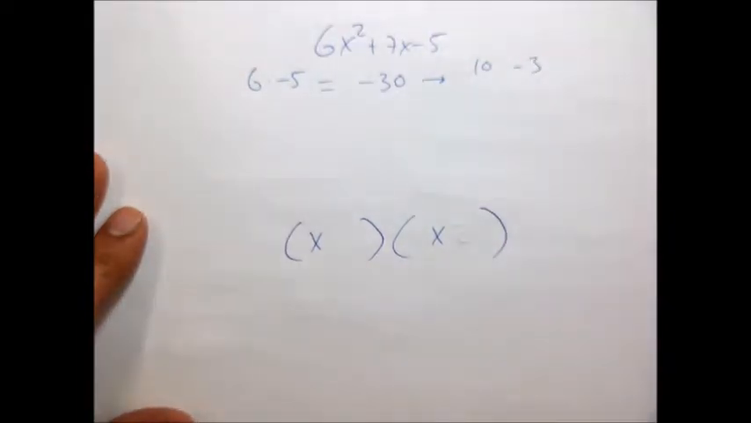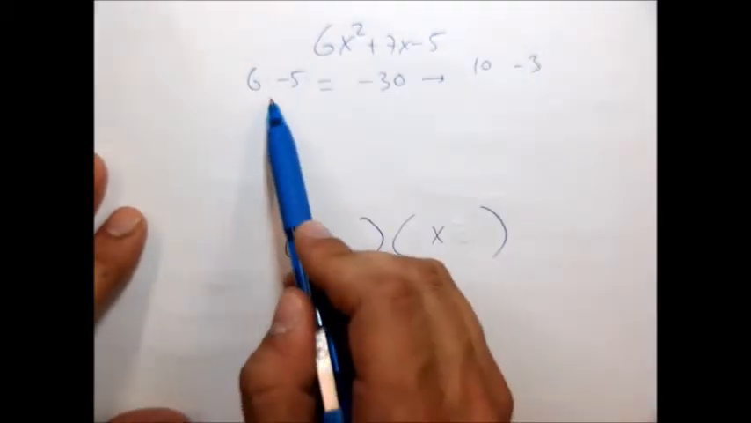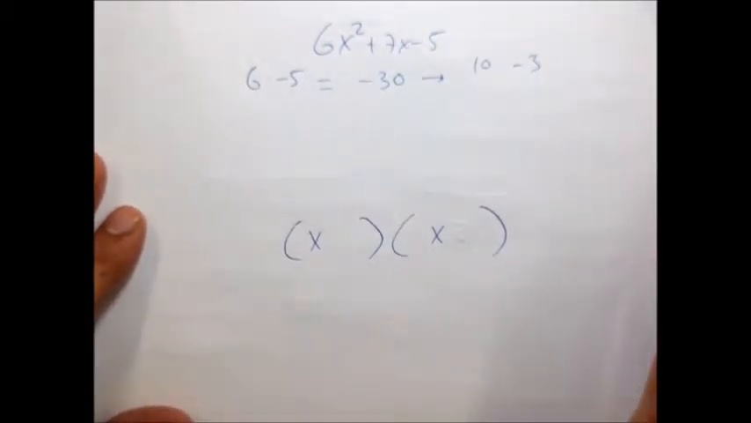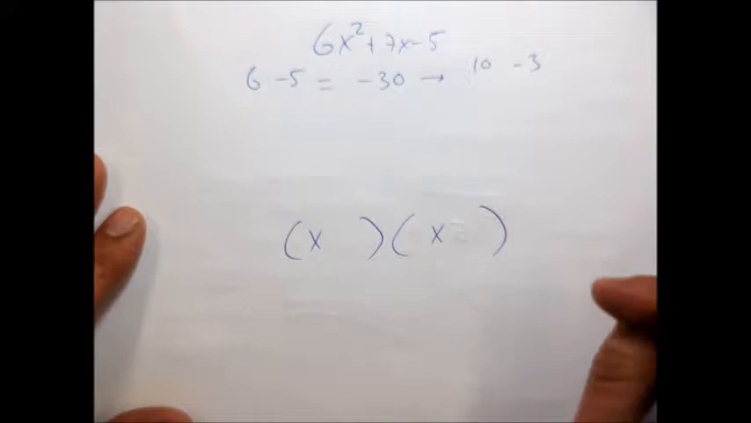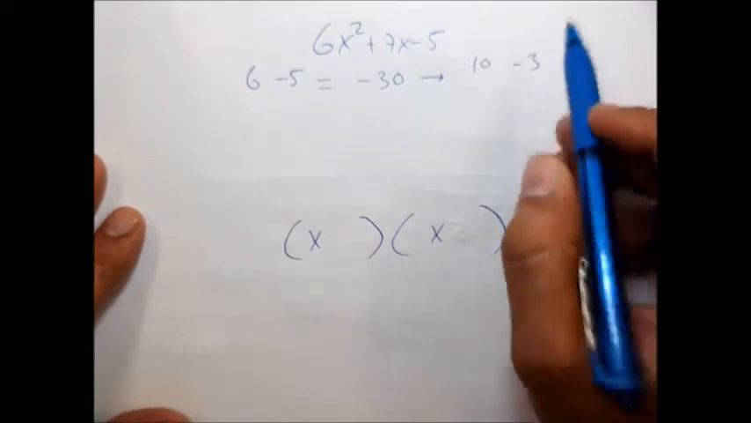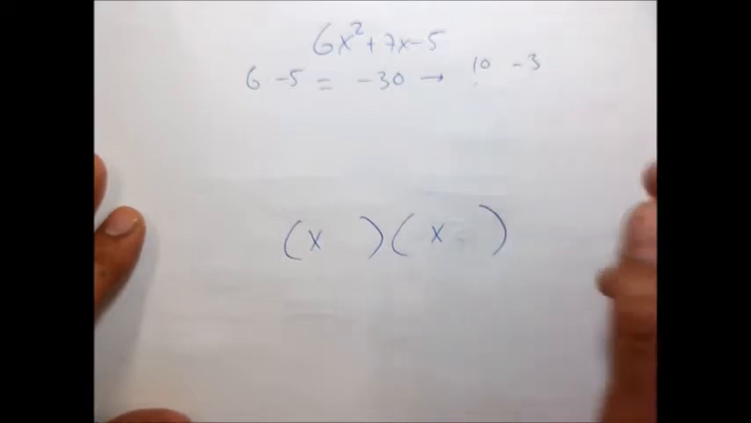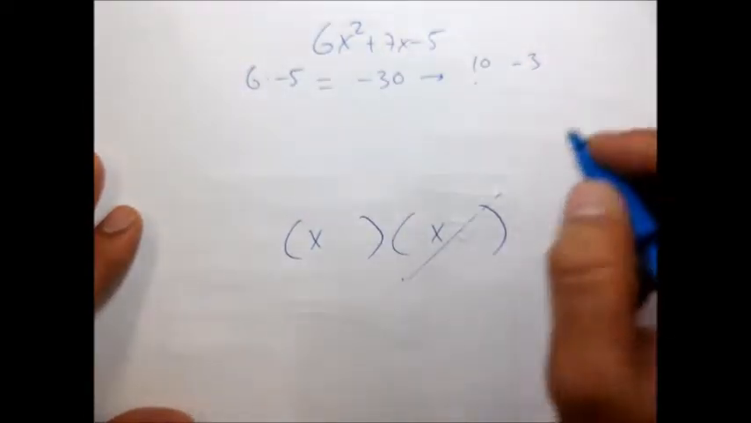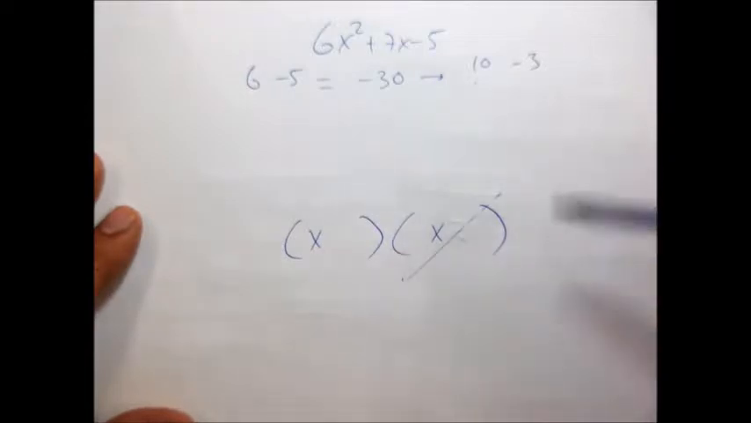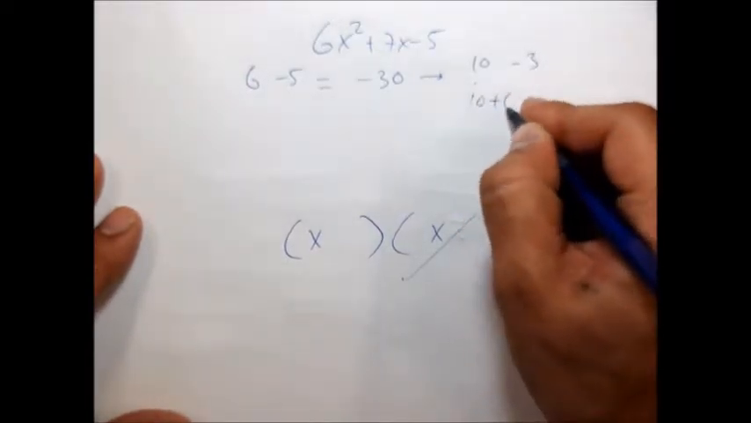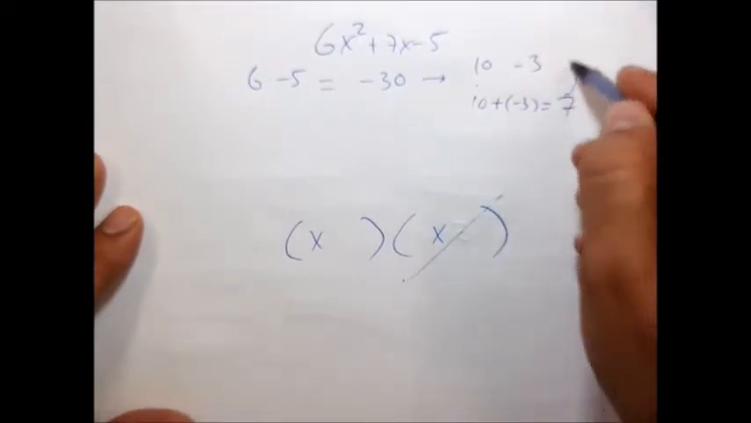But what about -10 and 3? That still works. So you have to write all of them down? No, I don't really think it matters. You multiply 6 times -5, so -30, and then you find the factors of -30 that add up to the middle number, which is 7. Okay, that makes more sense. So this is good because 10 plus -3 equals 7, and that's the middle number.